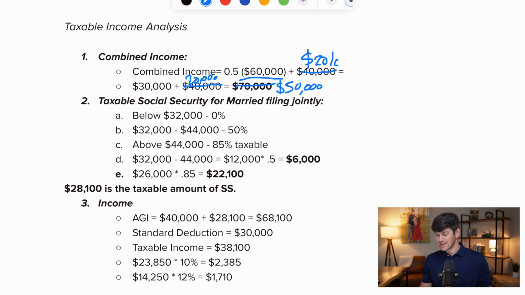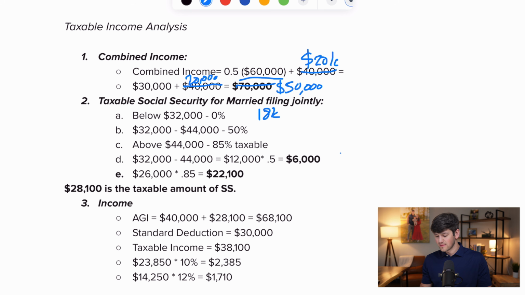So the first 32 again is 0% of that 32,000. The first amount there is subject to taxation, which leaves, is that 18,000 left over? So 18K is left over. The next 12,000, again, 32 to 44, that amount is 50% taxable. So again, 6,000, that's the correct amount there. But now only, instead of 26, we've got 6,000 left over.